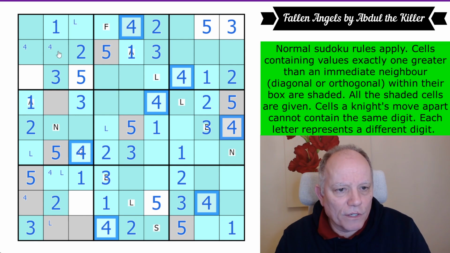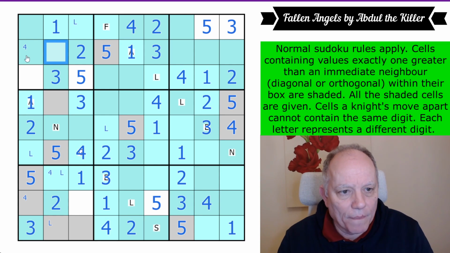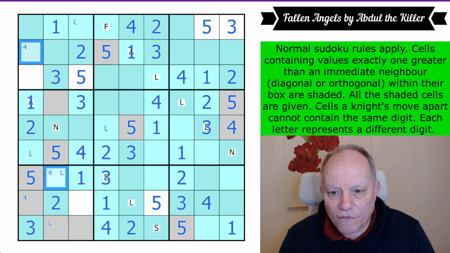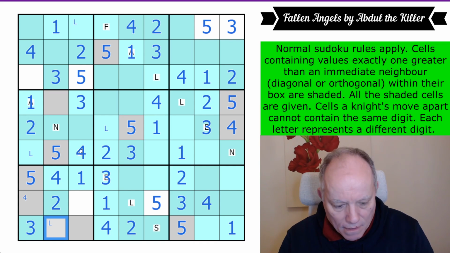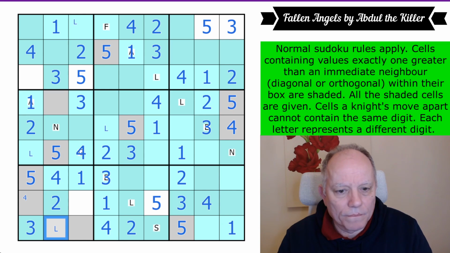Got 2 more to do. They're in little X-wings. That 5 is not allowed to touch a 4 there. So those 2 are the remaining 4s. And that wasn't L. 4 isn't L, so this is L. There we go. So now L's in one of those 2.